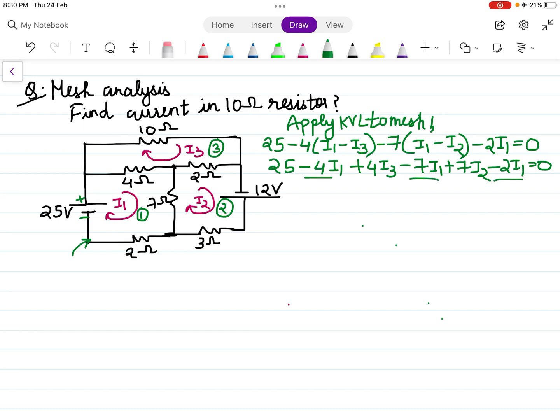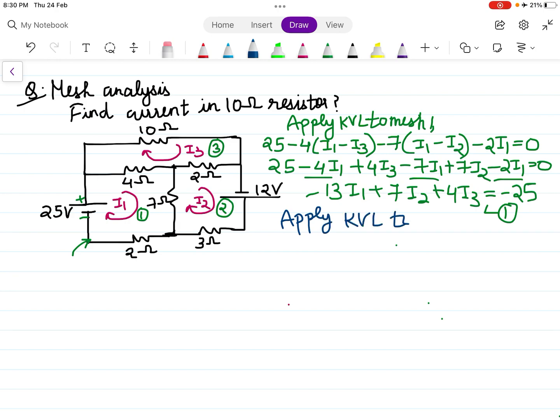So collect the I1 terms. Minus 13 I1 plus 7 I2 plus 4 I3 equal to minus 25. Equation number 1.